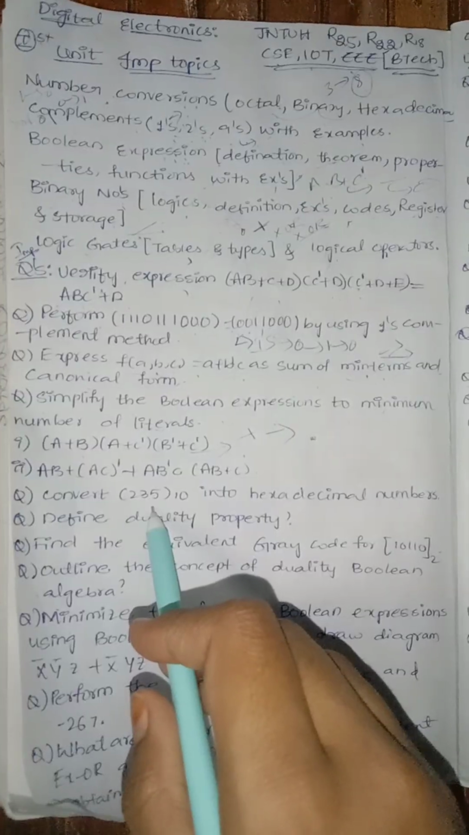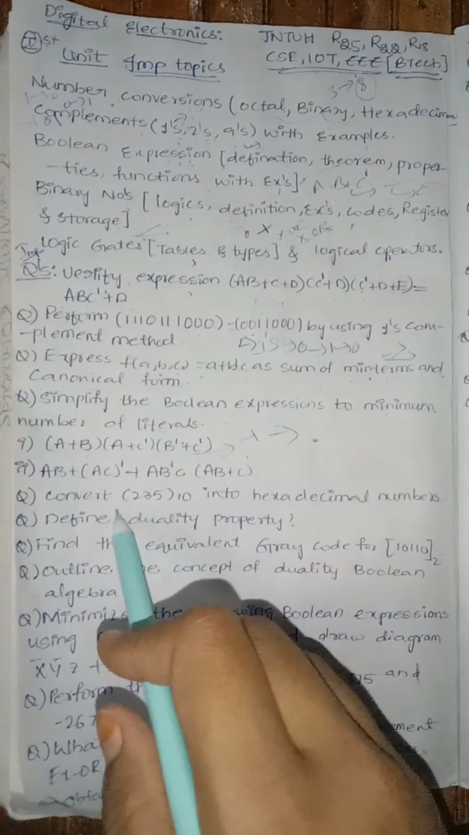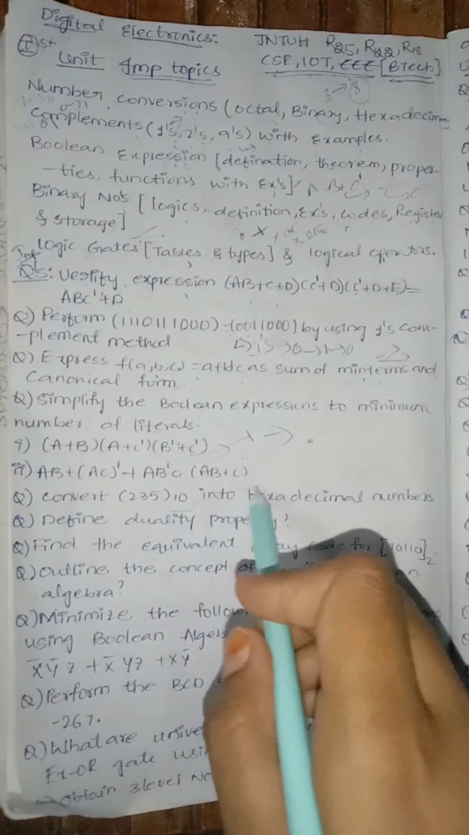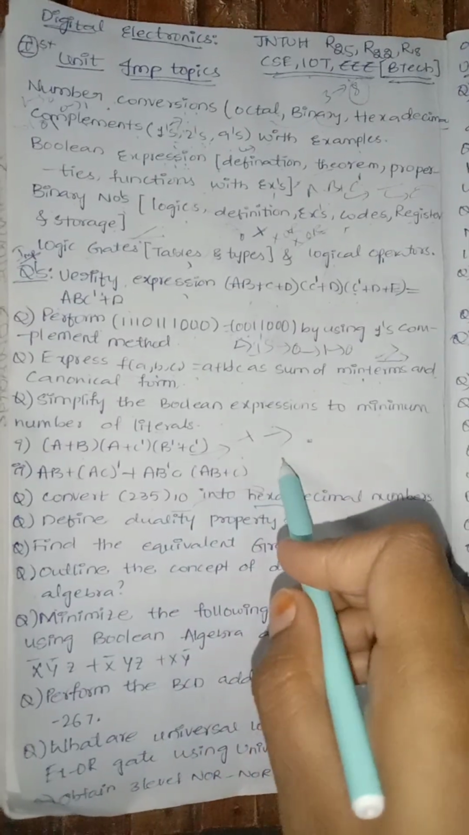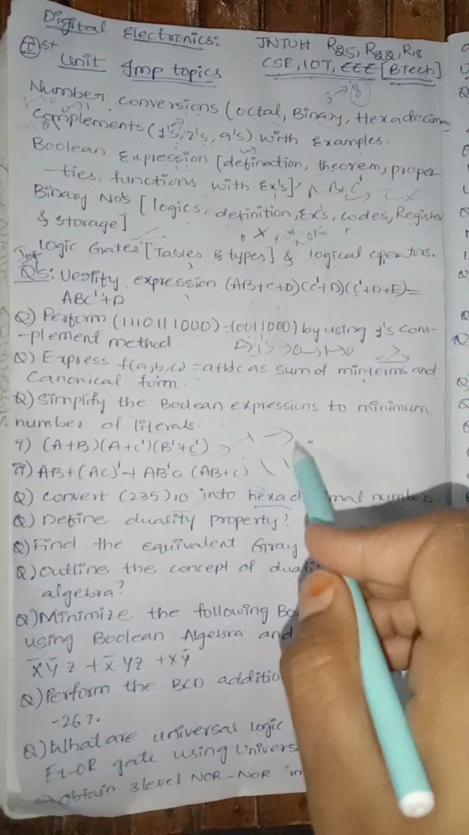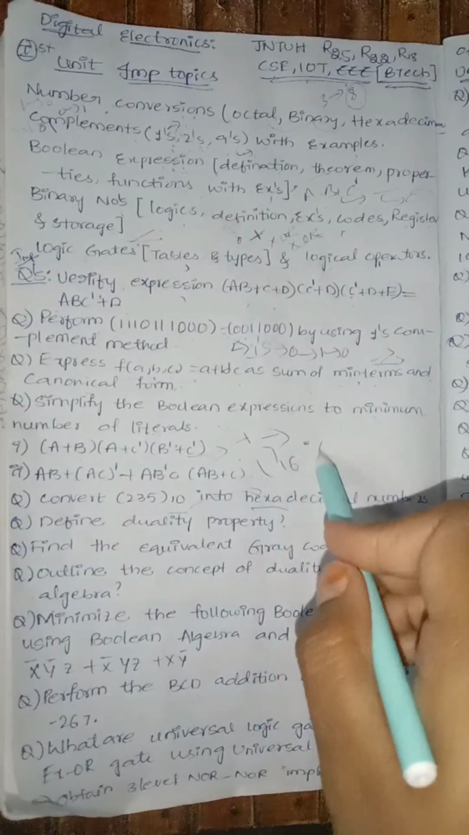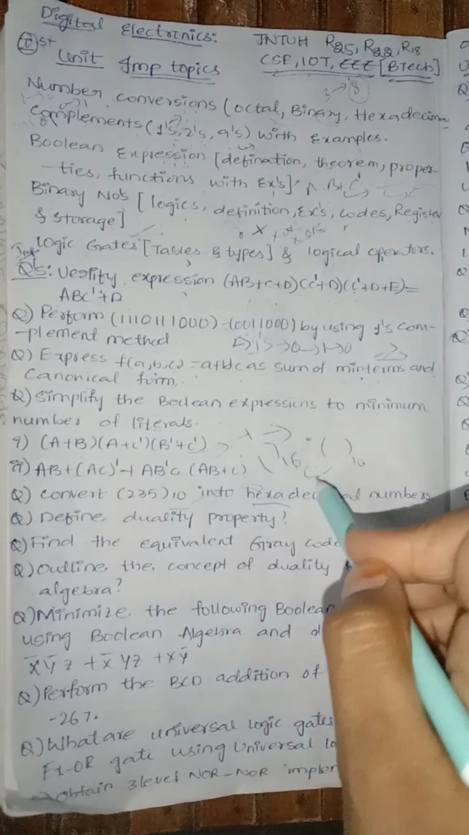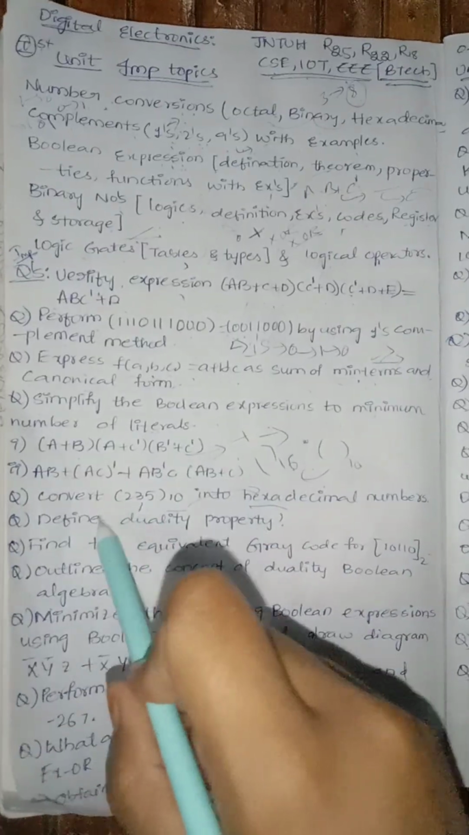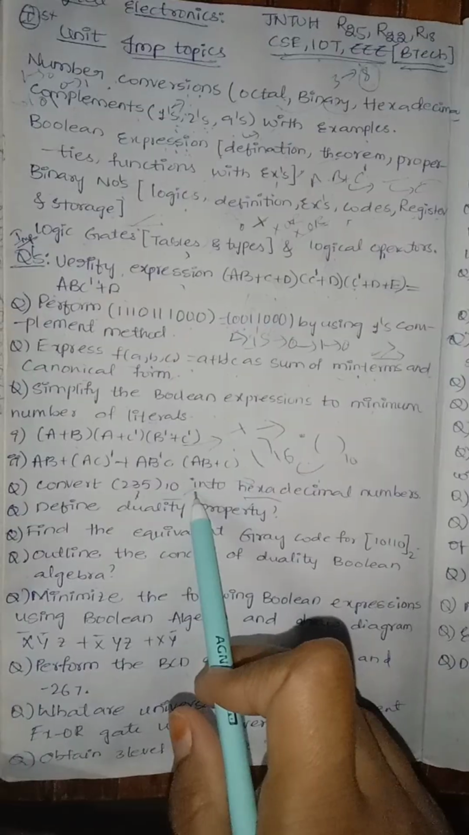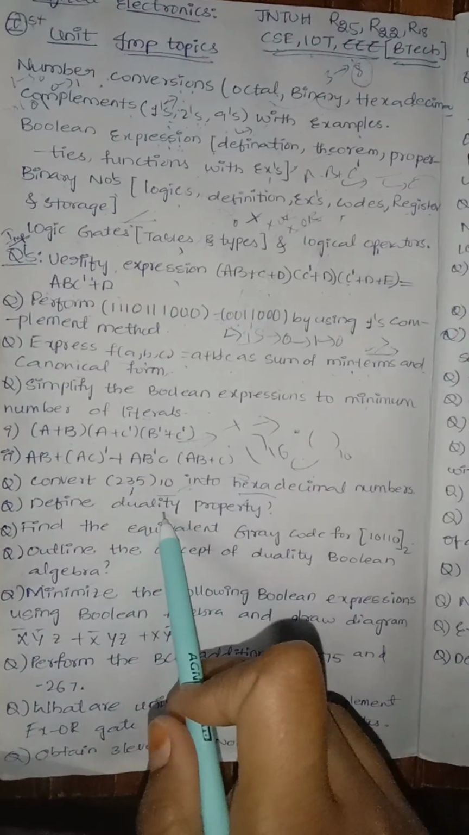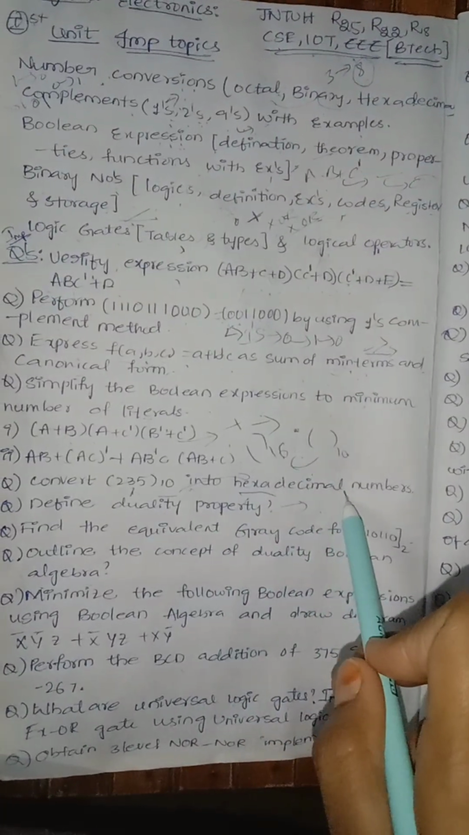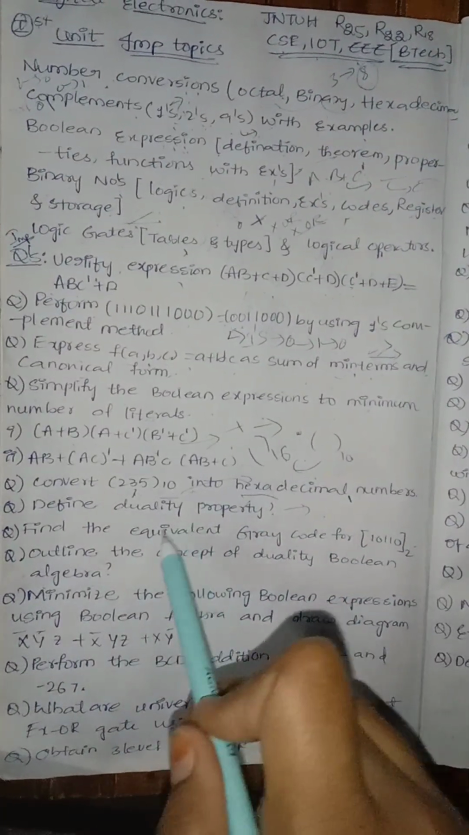Binary conversions, basic number conversions, they will ask like that: convert this decimal format to hexadecimal, base 16. Base 10 to base 16, we need to convert. Binary to hexadecimal. Duality: for a simple equation, we need to add a dash, which is known as the duality property.